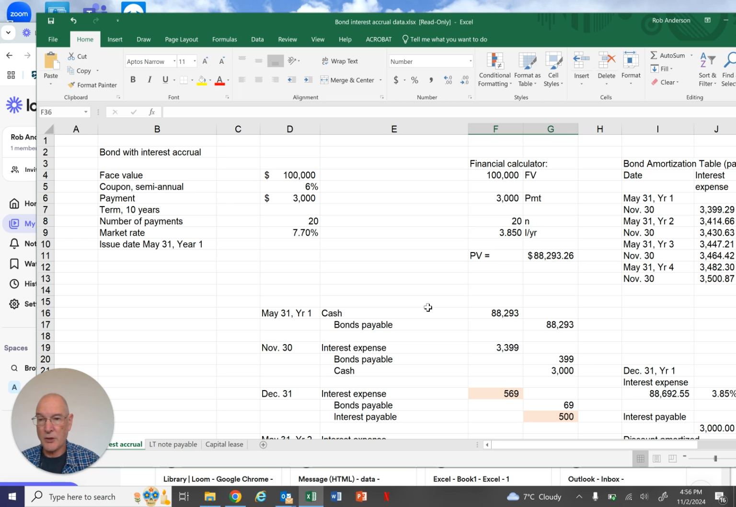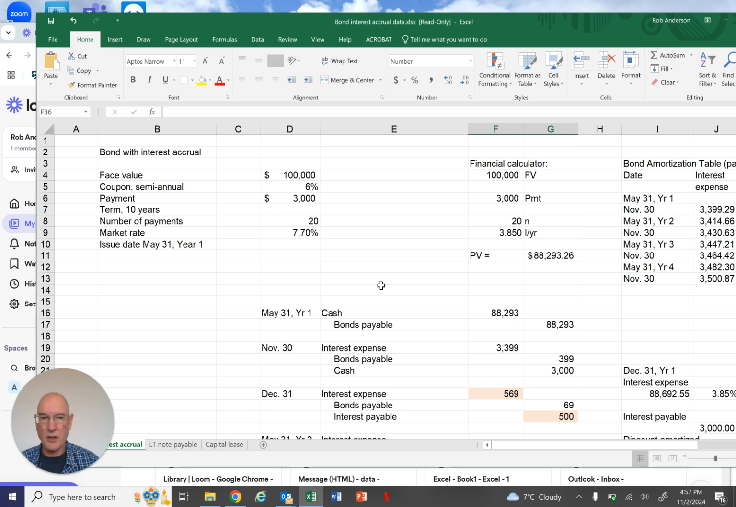And that is again because interest is a charge for money over time. Some time has passed, and even though it's not due for the cash payment yet, we have to recognize that interest expense in our adjusting journal entries. So let's look at this bond.